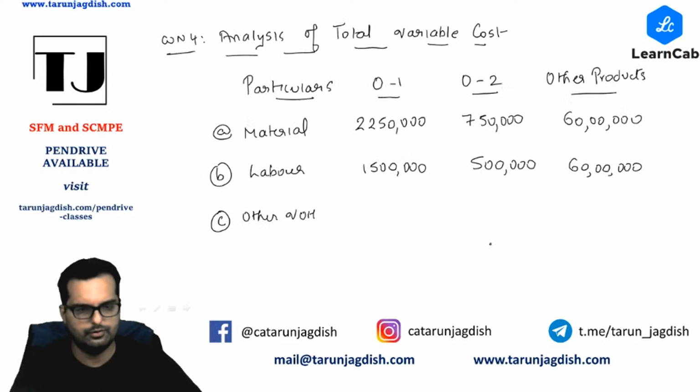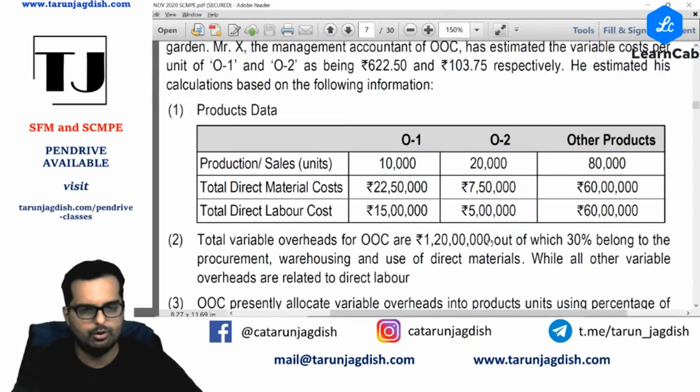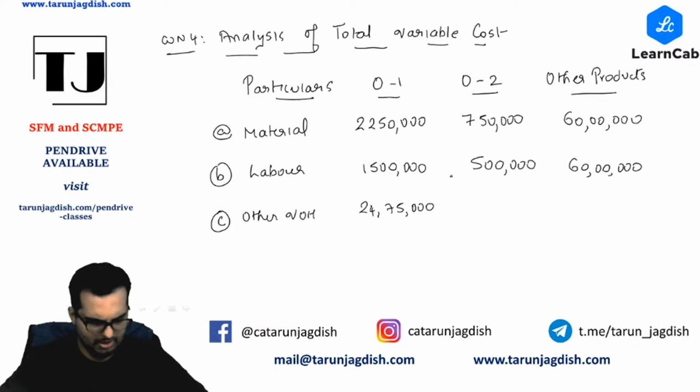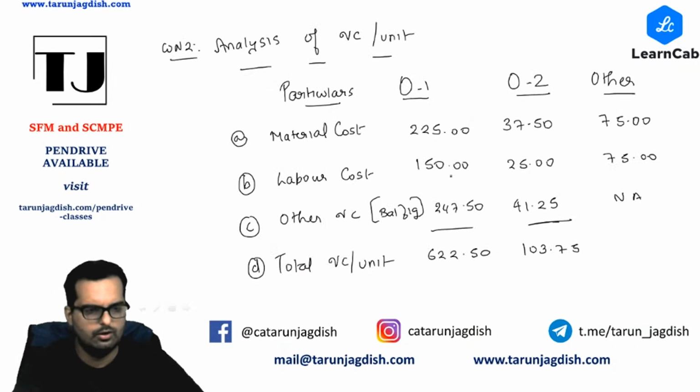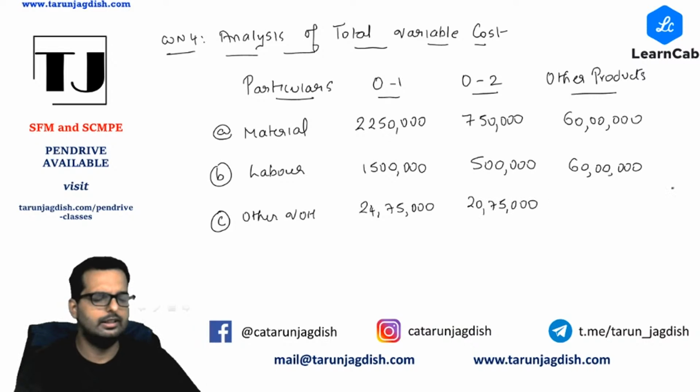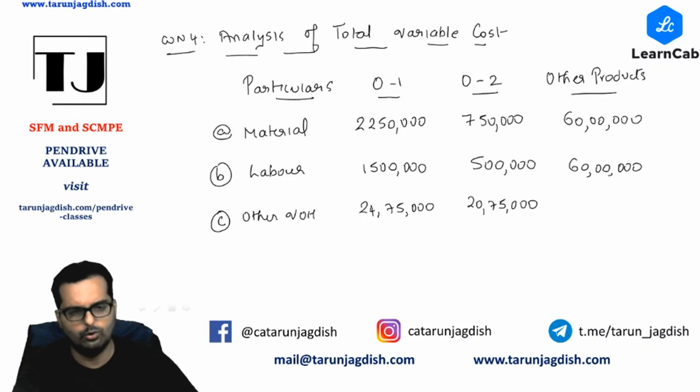We got 247.5. So this would be 247.5 multiplied by the number of units. What is the number of units? 10,000. Do I get the answer as 24,75,000? Okay. What about the second case? What is the answer that we are getting over there? 103.75, multiplied by the number of units, which is 20,000. That would turn out to be 20,75,000. And the last one is something we don't have as of now.